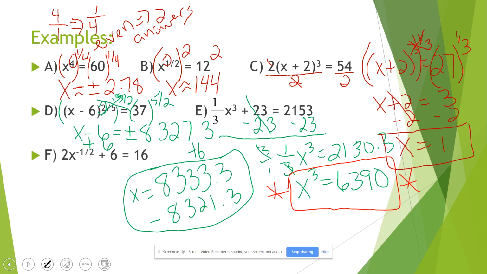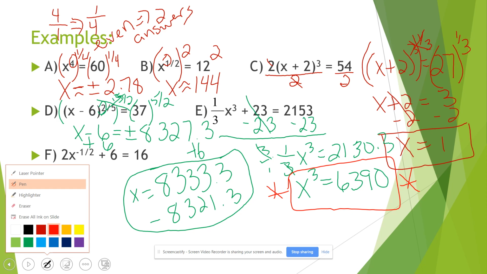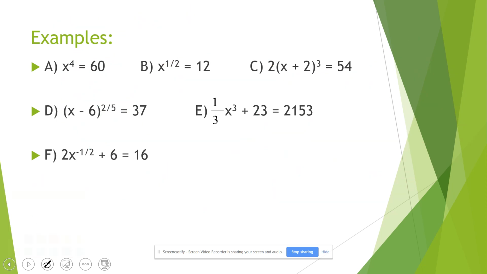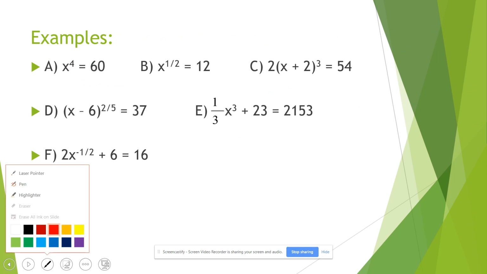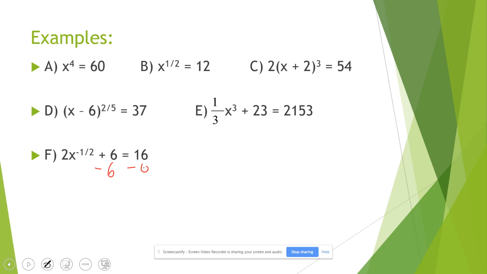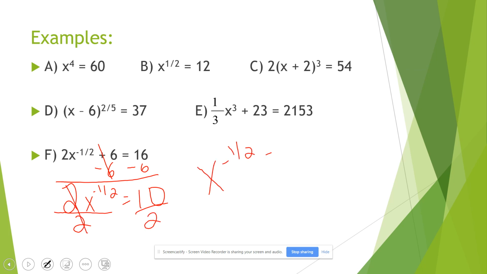And then our last example, letter F. I'm going to start with subtracting the 6. So we have 2x to the negative 1/2 is equal to 10. I'm going to divide by 2. So x to the negative 1/2 is equal to 5.